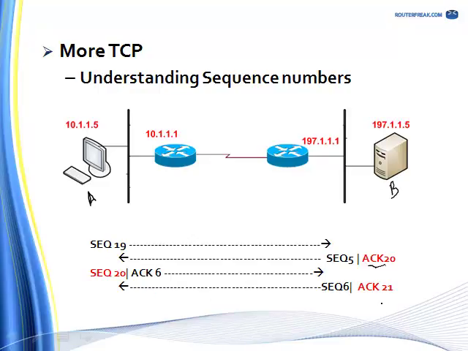Server B gets it and says, okay, I'm going to acknowledge number 21, which is the next packet I'm expecting, and I'm going to send sequence packet number 6 because you told me you're going to acknowledge 6. You're acknowledging 6. That's the one that you're expecting to see, and that's the one I'm going to send you.